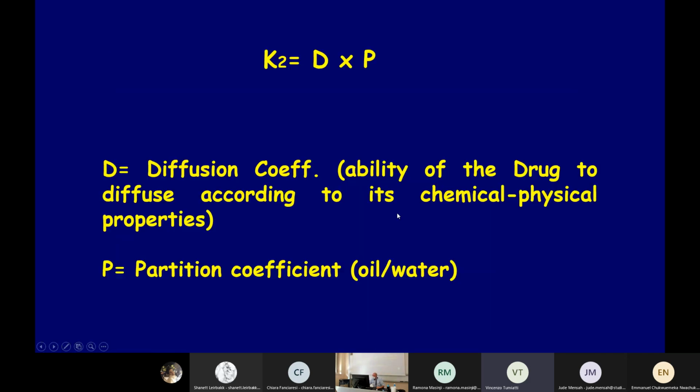You can put your molecule inside these two layers, then you can mix, and then you measure the quantity of your drug in the oil layer and in the water layer. In this way, you have an idea about the ability of your compound to be solved in oil, if it prefers to be solved in oil or in water. Hydrophilicity, water soluble, lipophilicity, oil soluble.